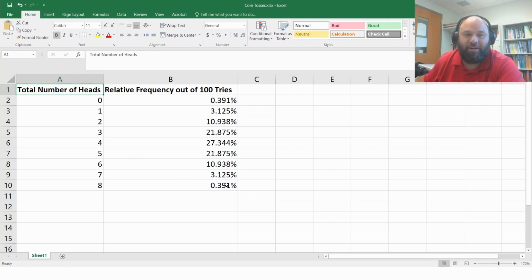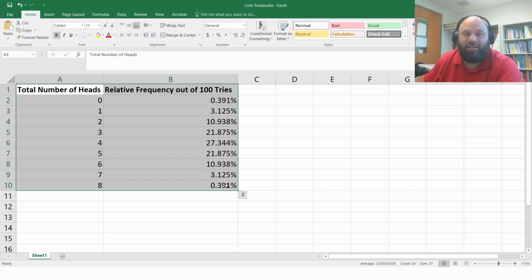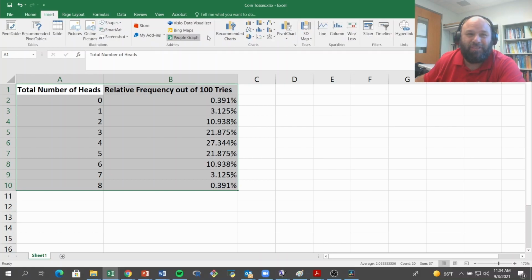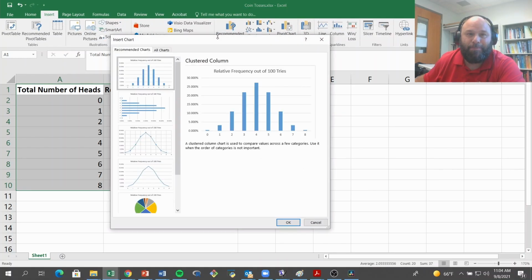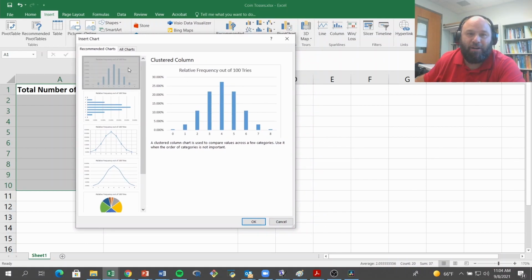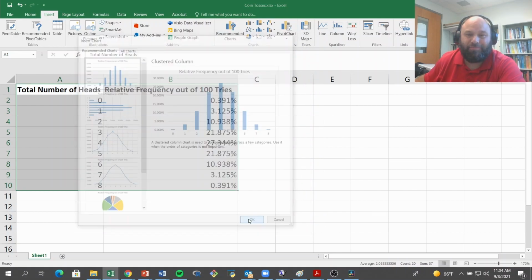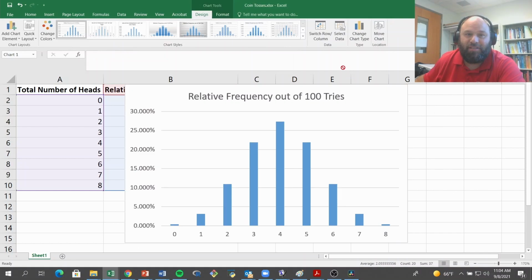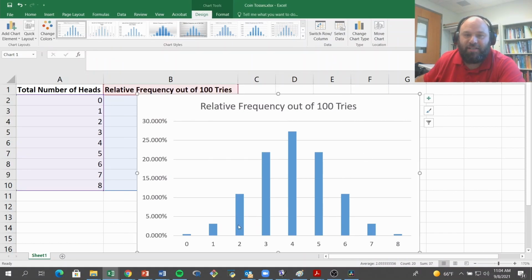So as usual, to generate a graph, we highlight the data. There are no totals or anything here, so I'll highlight all of the data. Go over to Insert, Recommended Charts, and I'll pick this bar graph. This is a nice symmetric distribution. Notice it's got a single peak, and the peak is in the middle at 4 heads out of 8 tosses. That makes sense when you think about it.